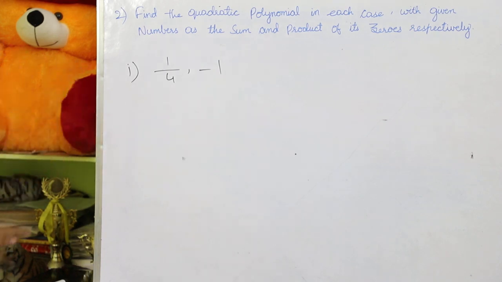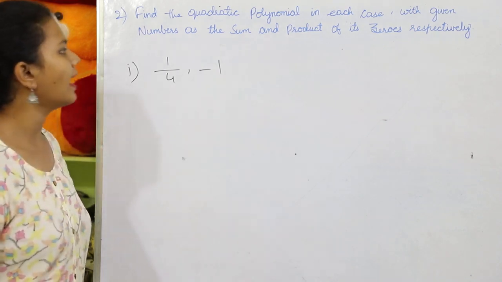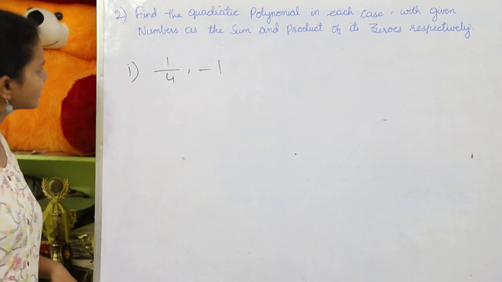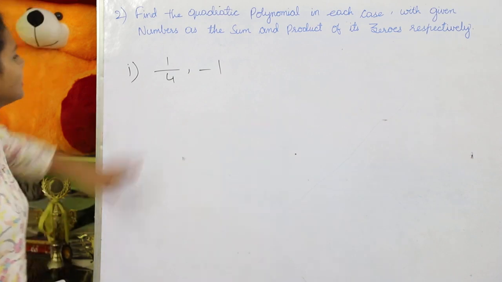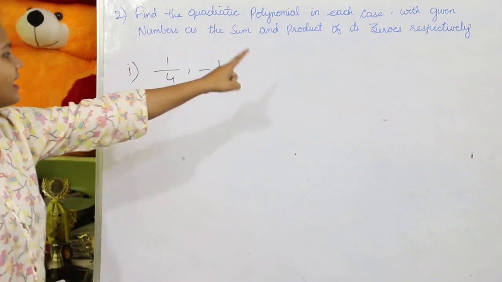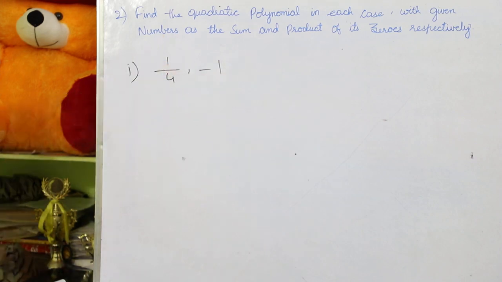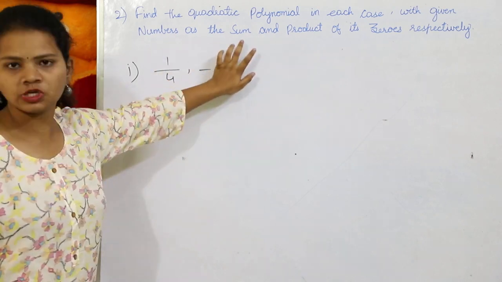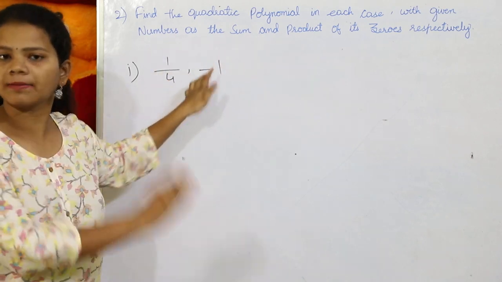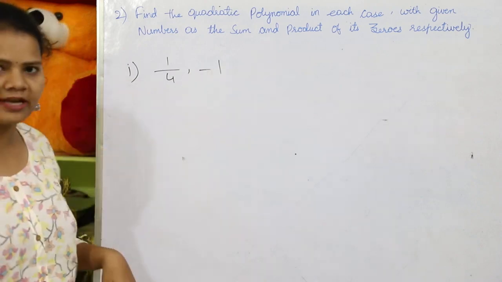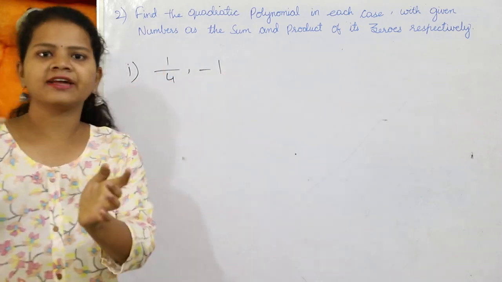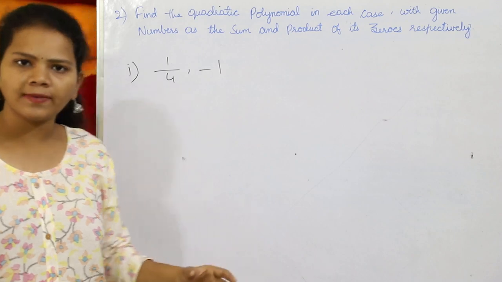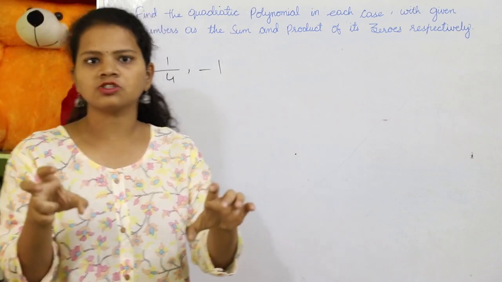Find the quadratic polynomial in each case with the given numbers as the sum and product of its zeros respectively. So here, they have given a few numbers as the sum of the zeros and the product of the zeros. We have learned this in the first question, where we took an equation, found the zeros of the polynomial, and then added both the zeros.